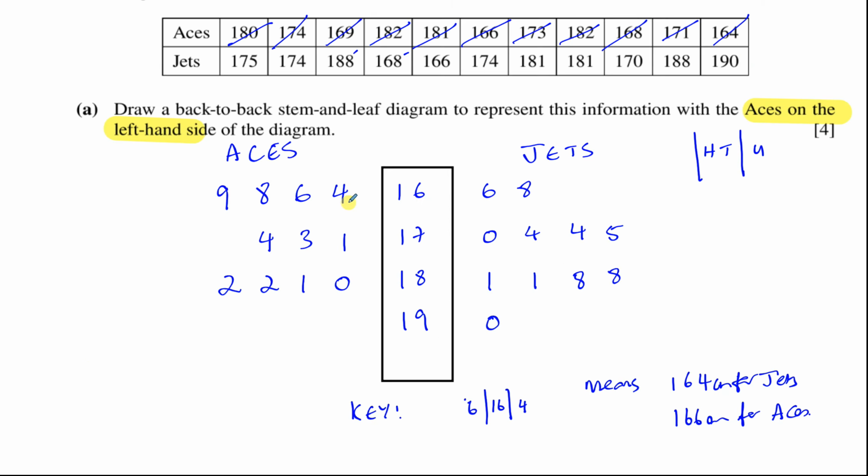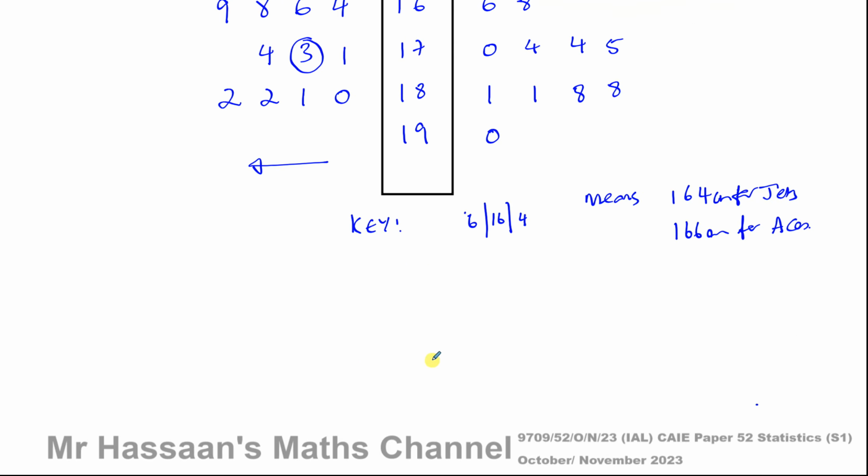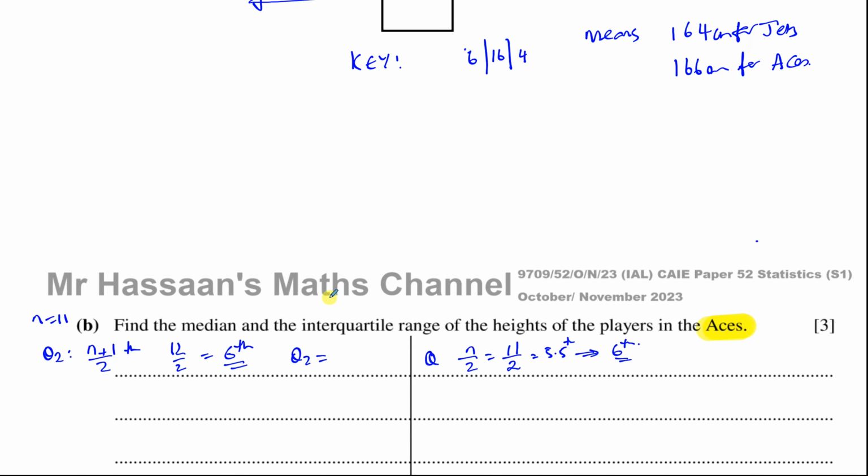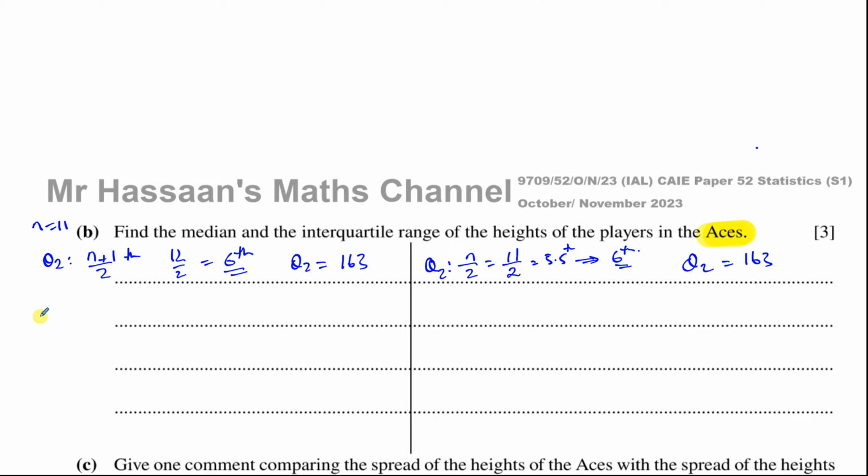So if we count along for this, remember, we're going in this direction, okay, in terms of the order. So we've got to look for the 6th entry. That's the 1st, 2nd, 3rd, 4th, 5th, 6th. So it's 163 is the value of Q2. Don't forget the stem as well as the leaf. So it's 163. Okay, so Q2 is equal to 163.